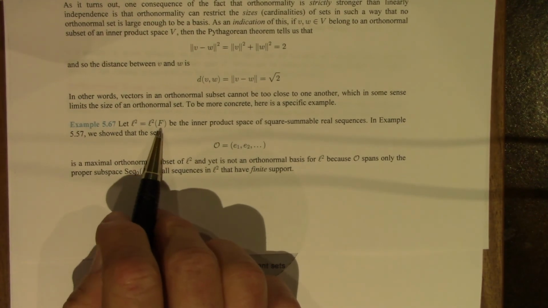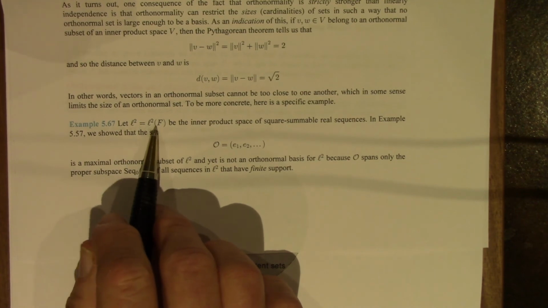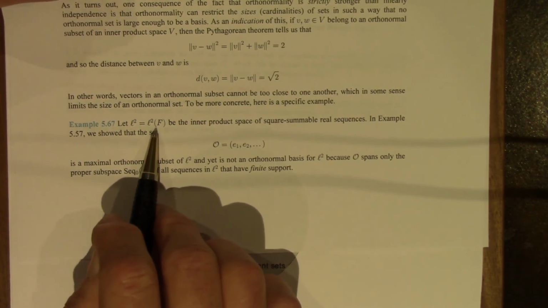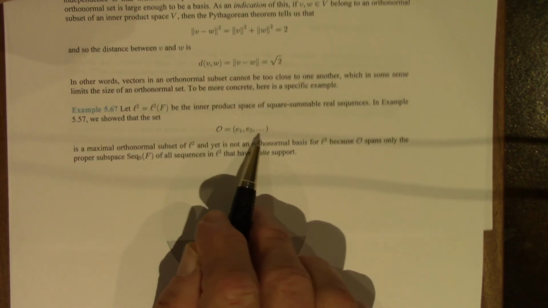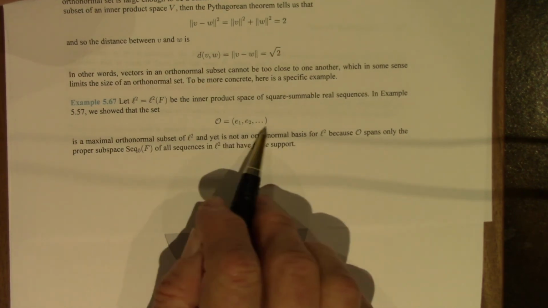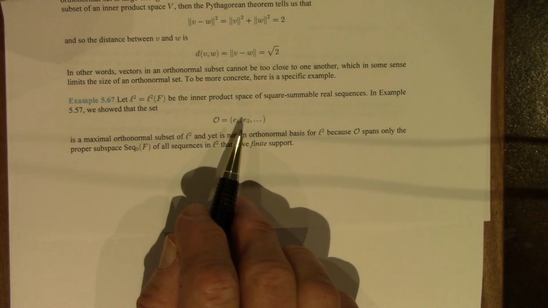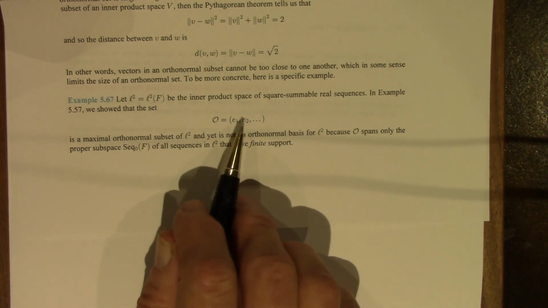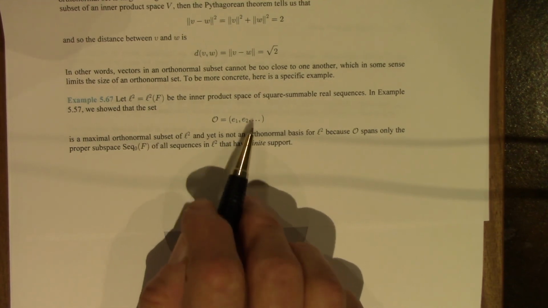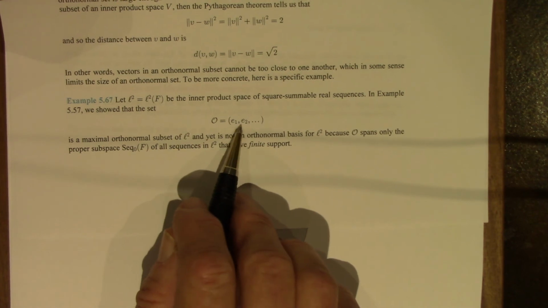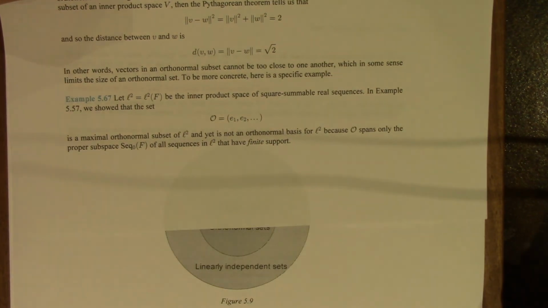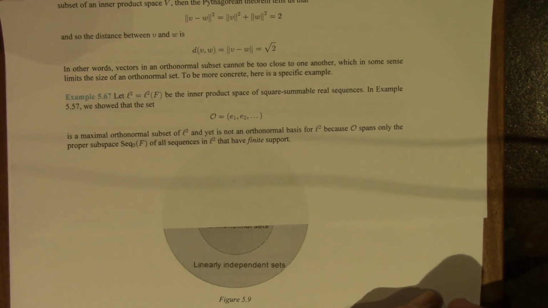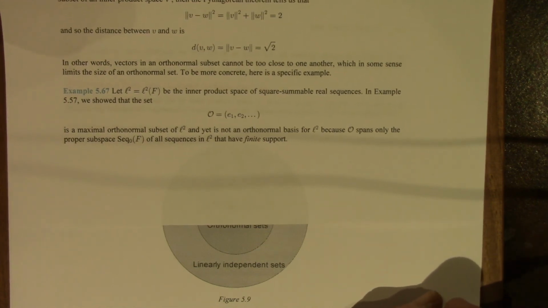Okay. And we've already been discussing an inner product space where this happens, and that's little L2. And again, these sequences with a single one and all zeros. This is a maximal orthonormal subset, as we've seen. But it is not an orthonormal basis for L2 because it only spans the proper subspace of sequences with finite support.